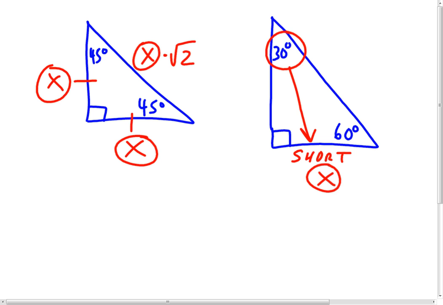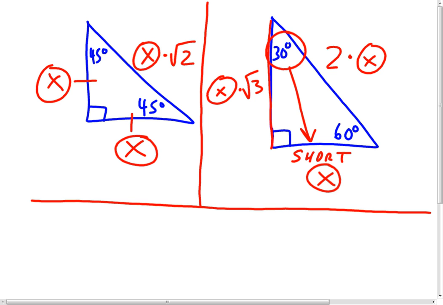Everything else in the triangle is based off of that short side, or can be expressed in terms of the short side. If you know that, no matter what it is, multiply it by 2 and you've got the hypotenuse of that triangle. If you've got the short side, take it and multiply by radical 3, and you've got the longer leg that's opposite the 60. Those are your two basic patterns for 30, 60, 90 and 45, 45, 90.